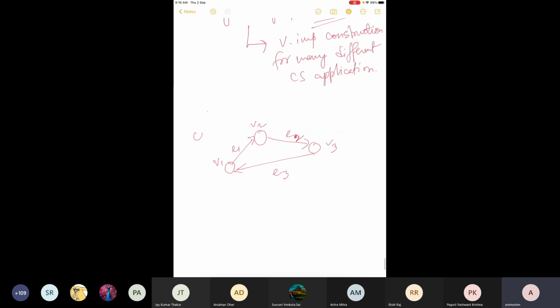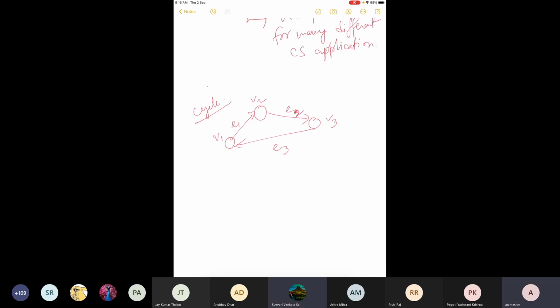Yeah, so this is a cycle. It has the properties of the path, and it also has this thing that the start and the end vertices are the same.